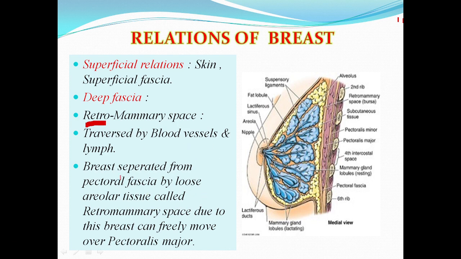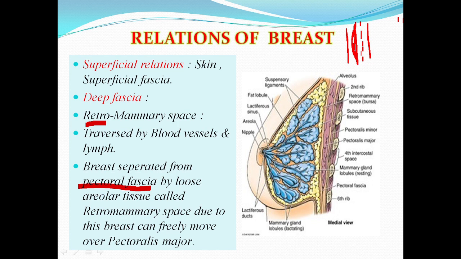Due to this space, we can understand that the mammary gland is located in which fascia? Superficial fascia. Then behind it, which fascia should be present? Deep fascia, which we already know is called the pectoral fascia. So the mammary gland is separated from the deep fascia. Between the mammary gland and the deep fascia you have a space called the retromammary space. This is the skin, this is the superficial fascia, this is the deep fascia. In the superficial fascia, the mammary gland is located. Between the mammary gland and the deep fascia you have the retromammary space.